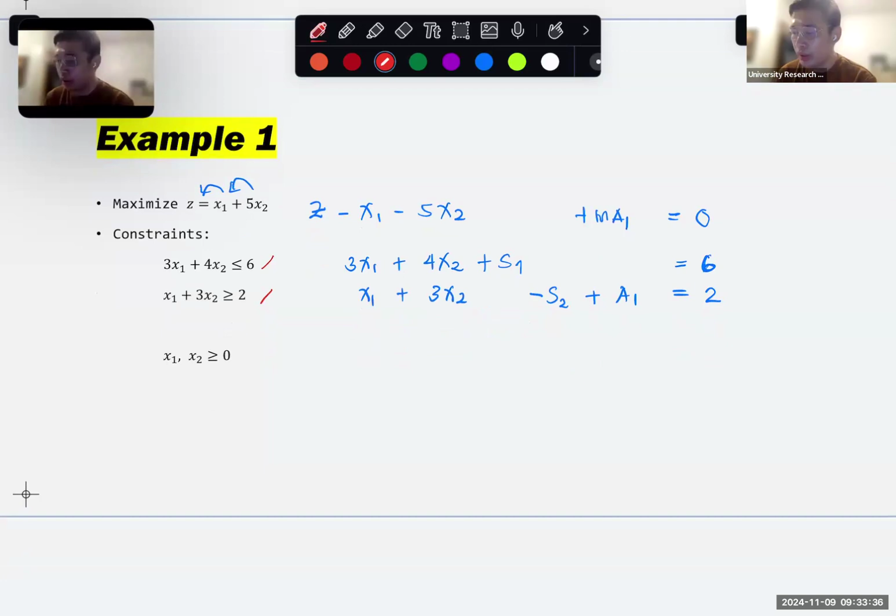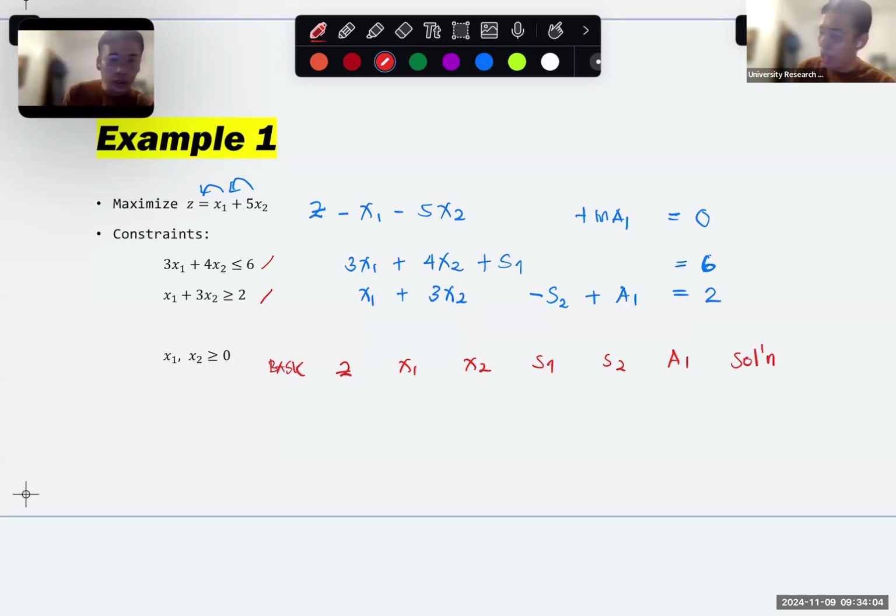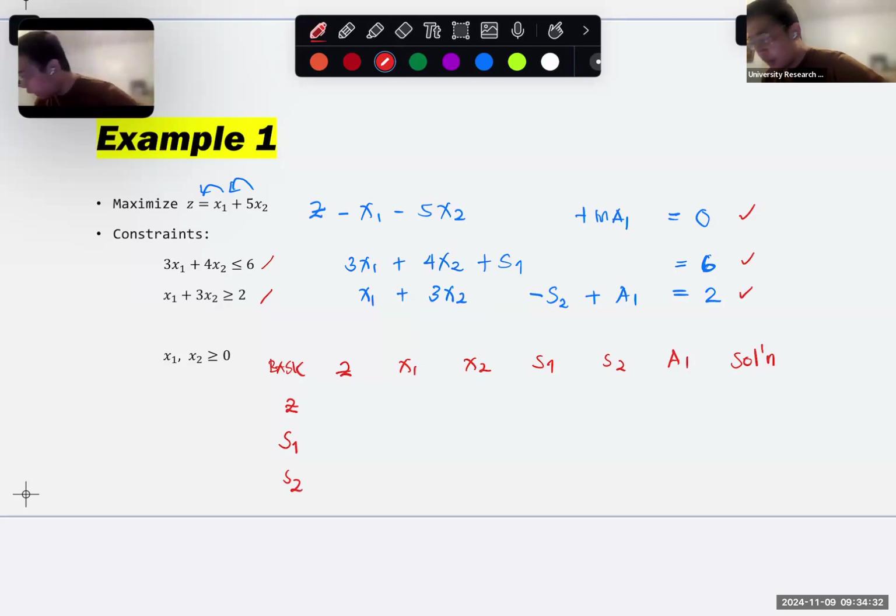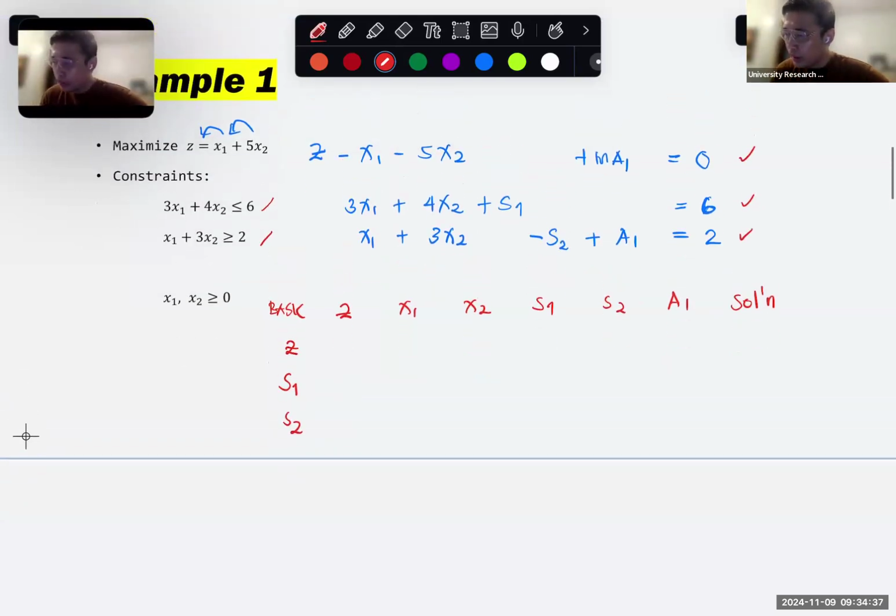Okay? So for our augmented matrix, we write down all our variables here. So we have the basic variable, which is the Z. We have variable x1, variable x2, slack variable s1, slack variable s2, and our artificial variable. And of course, we have our solution. For our objective function, this corresponds to our Z variable. Constraint number 1 pertains to slack variable 1, and constraint number 2 is for slack variable number 2. And then from there, we write our matrix.